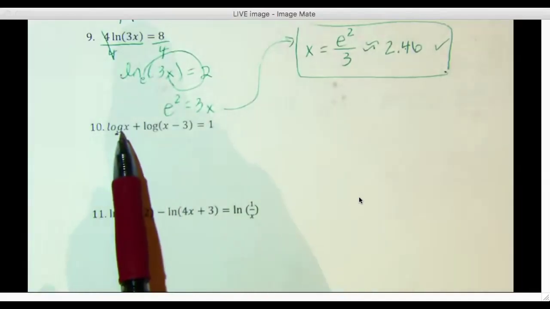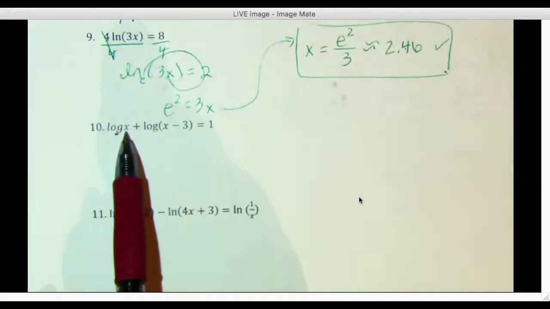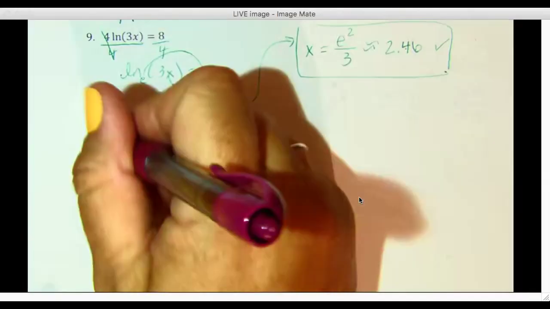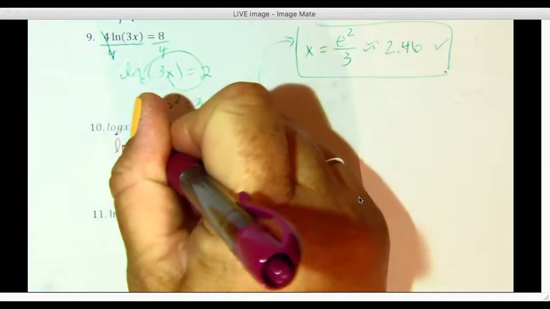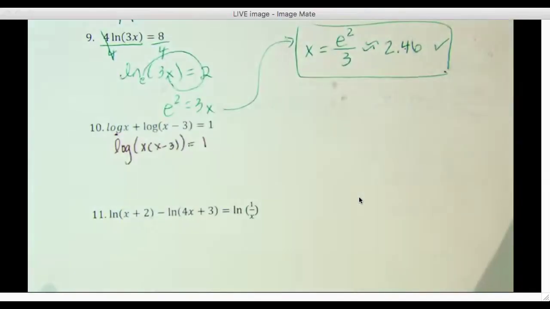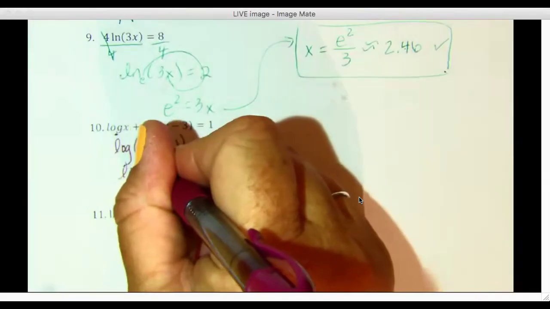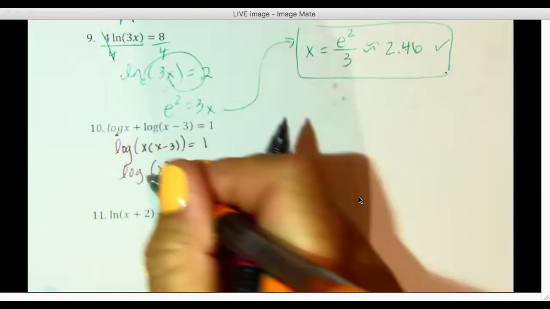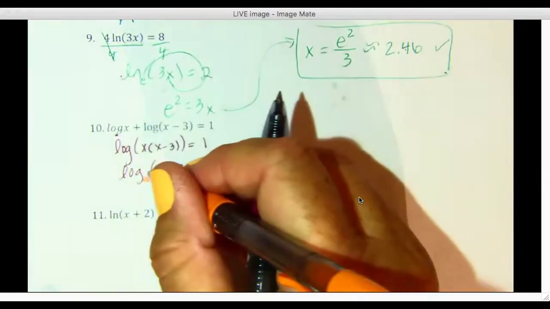So log base 10 of x plus log base 10 of x minus 3. Addition condenses to multiplication. So I have log of x times x minus 3 is equal to 1. And I can go ahead and multiply that. I have log of x squared minus 3x is equal to 1. And then my base here is 10. If you don't see a number there, we assume 10 if it's a logarithm.